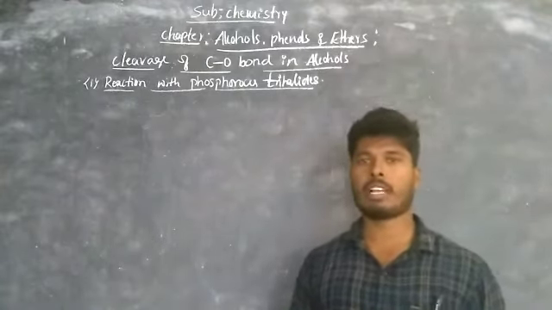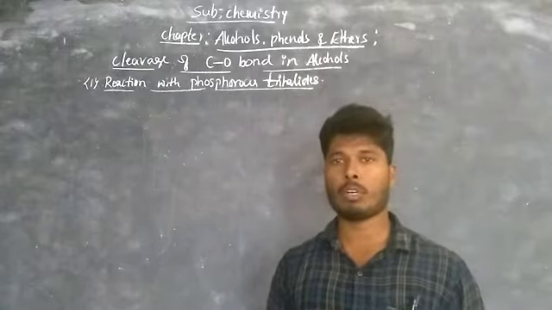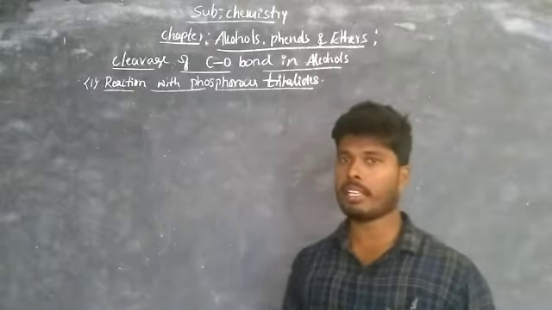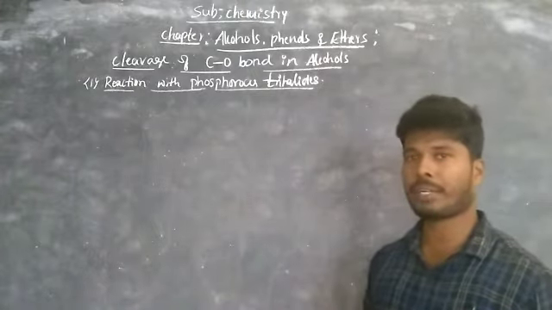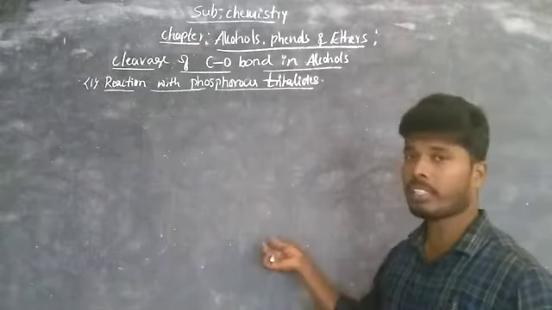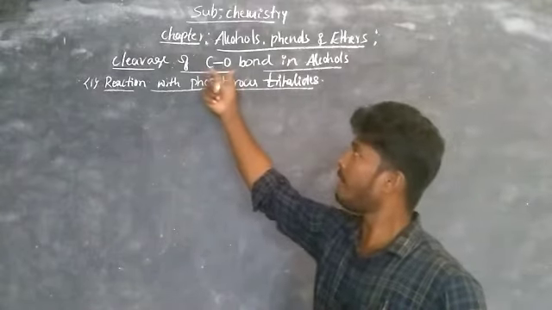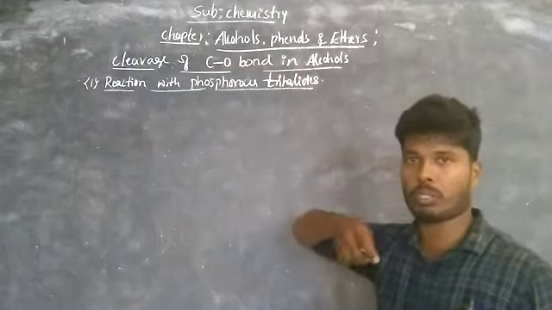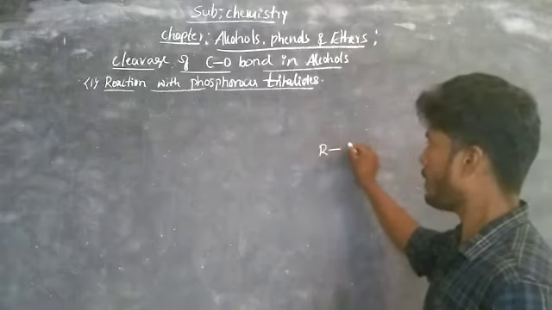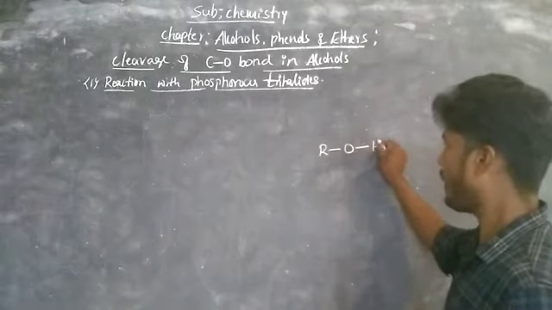In the previous class, we studied the chemical properties of alcohols. Similarly, in this class also, we are continuing the chemical properties of alcohols. But here, the next topic is cleavage of the C-O bond in alcohols. In the last class, we studied the cleavage of C and H.